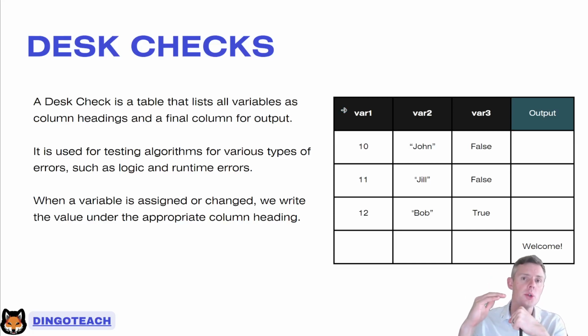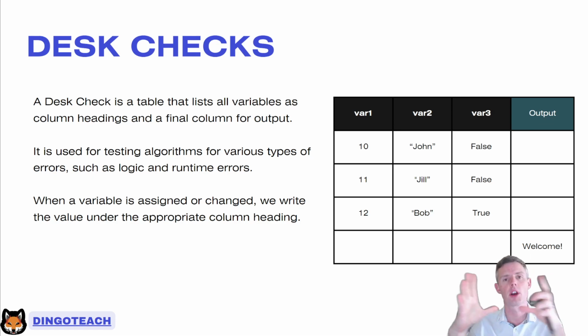G'day everybody, welcome to part 3 of our algorithms lesson, which is all part of the programming fundamentals topic for software engineering. In this particular video, we're going to go over what's called desk checks, okay? And they are incredibly handy off the back of algorithms to do things like finding errors in your code.